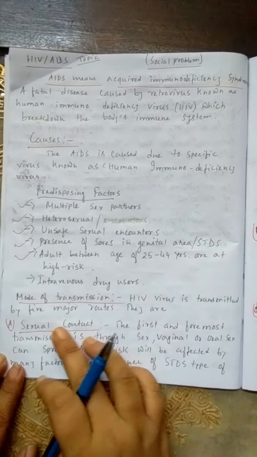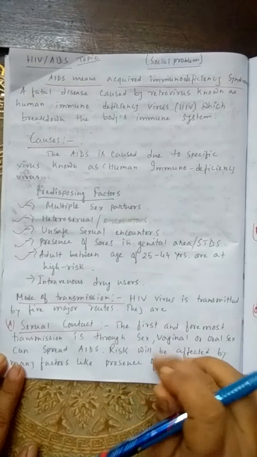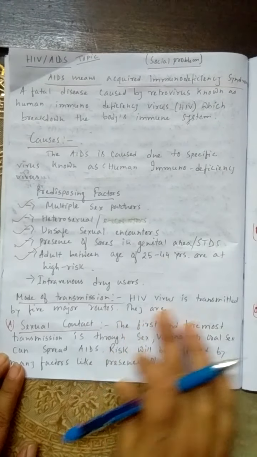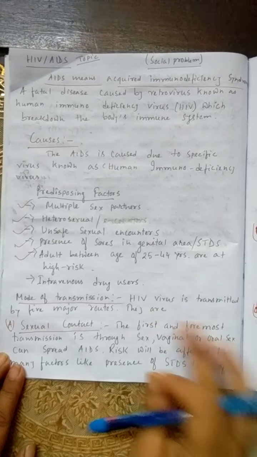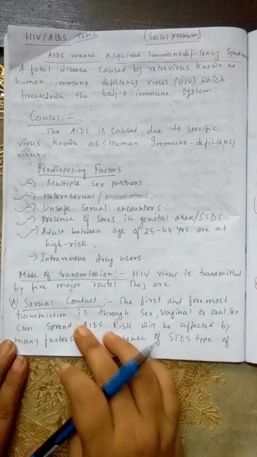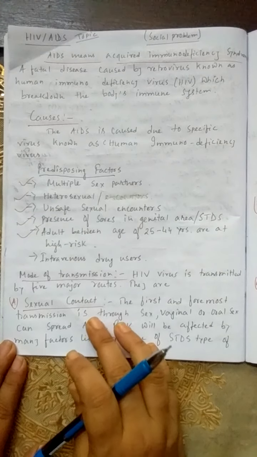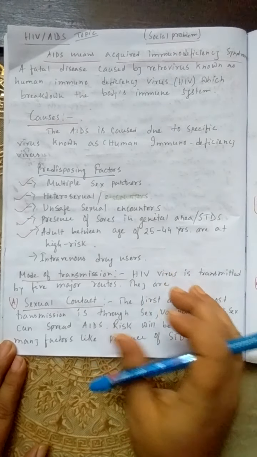Mode of transmission. The HIV virus is transmitted from one person to another by 5 major routes. They are, point number 1, sexual contact. This is the main or major factor of AIDS.